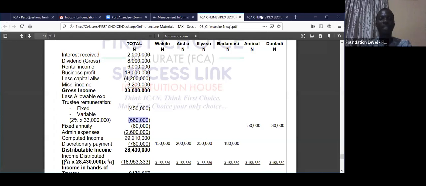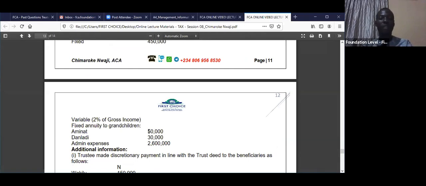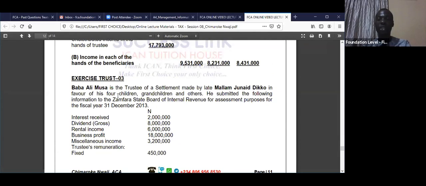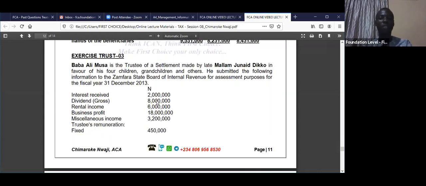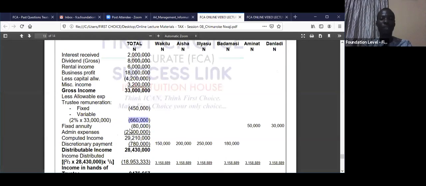Not only that, we are now told that we have fixed annuity to grandchildren. So you see, grandchildren are also annuitants. And you see, they also said here that it created a trust in favor of children, 4 children and 2 grandchildren. They didn't mention 2 grandchildren here, but they say grandchildren, so it would be 2 and above. So you see those 2 grandchildren, they gave them annuity. So the total of the annuity is 80,000, which was given to the 2 grandchildren named above.